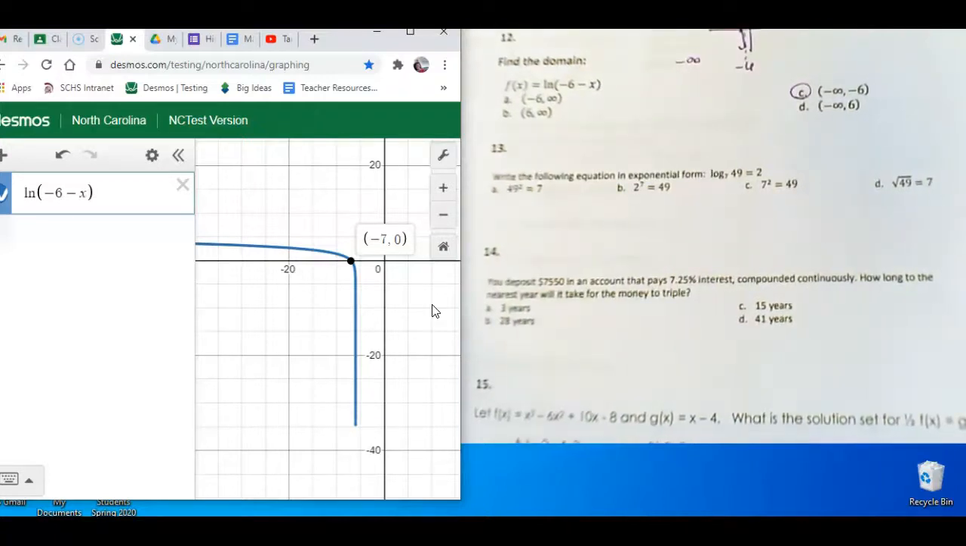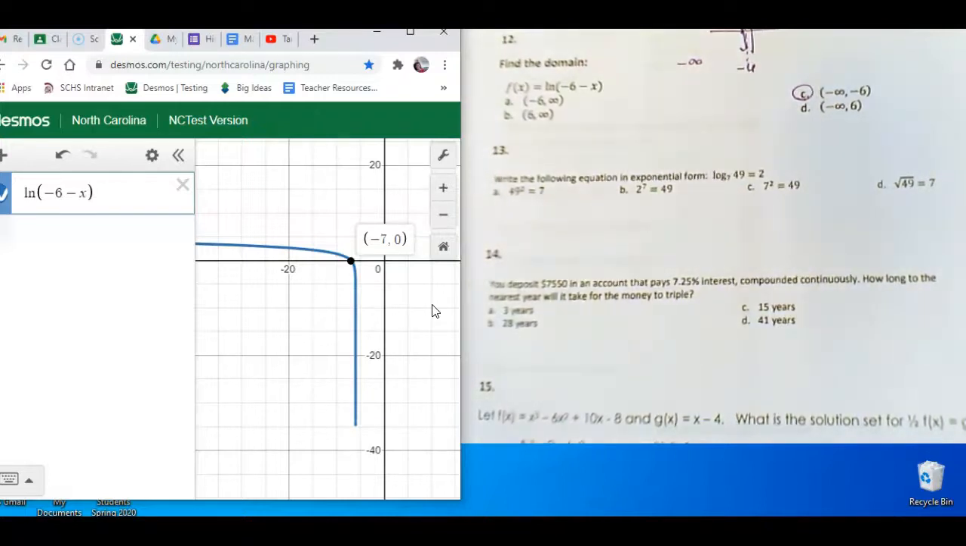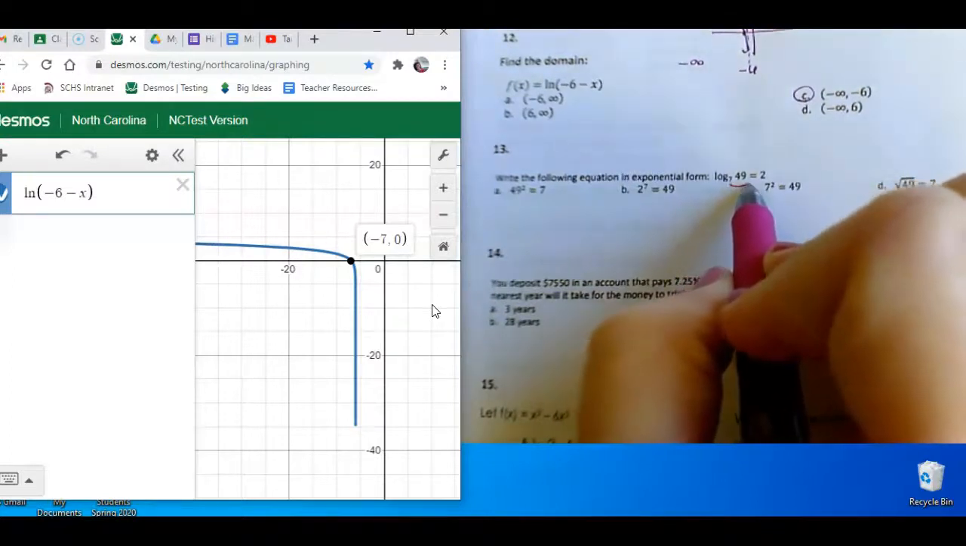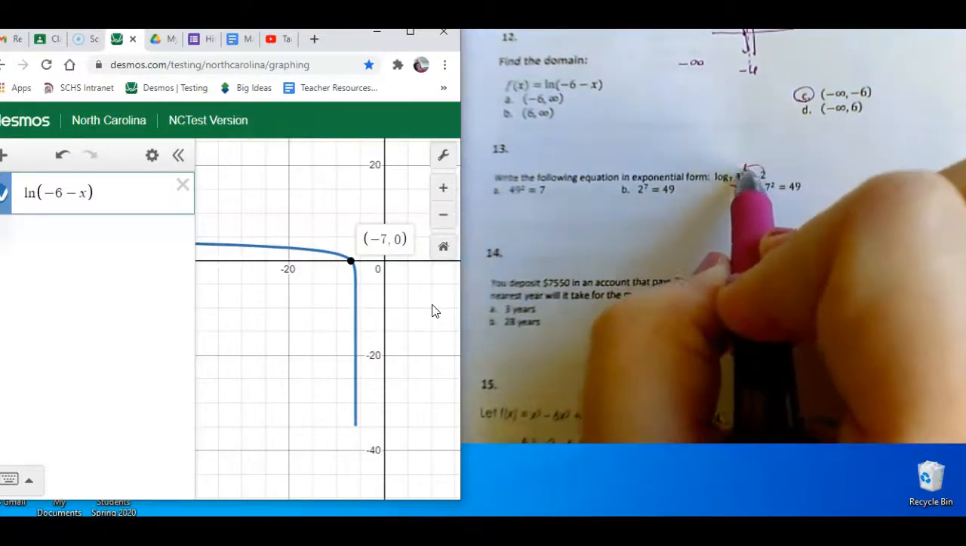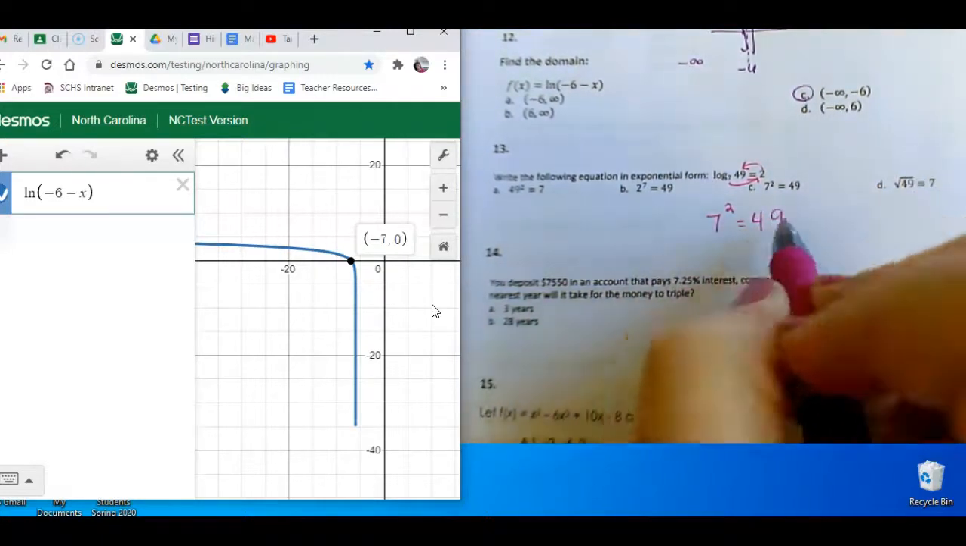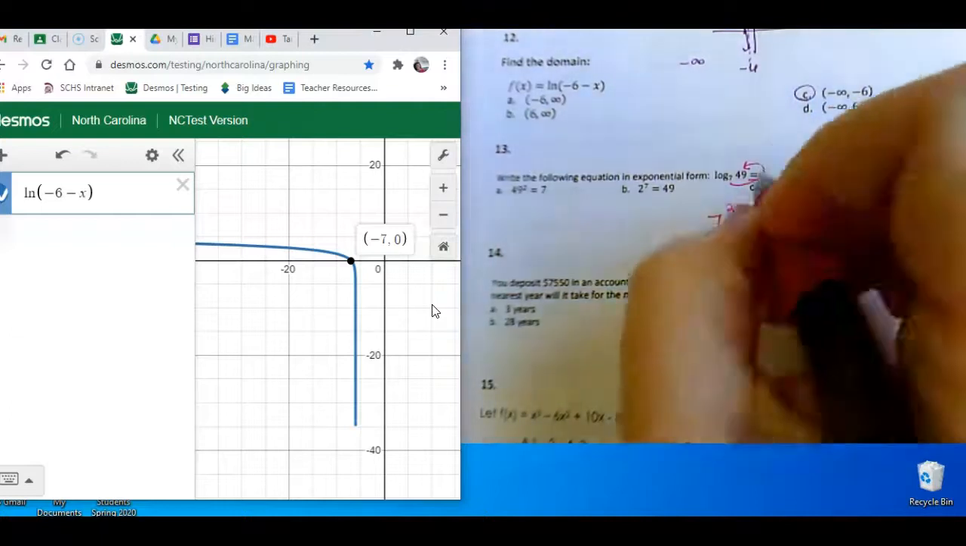All right, number 13. Which of the following is in exponential form? So we take our base, raise it to the power, equals the number. So this would be 7 to the second equals 49, which means C is our answer.